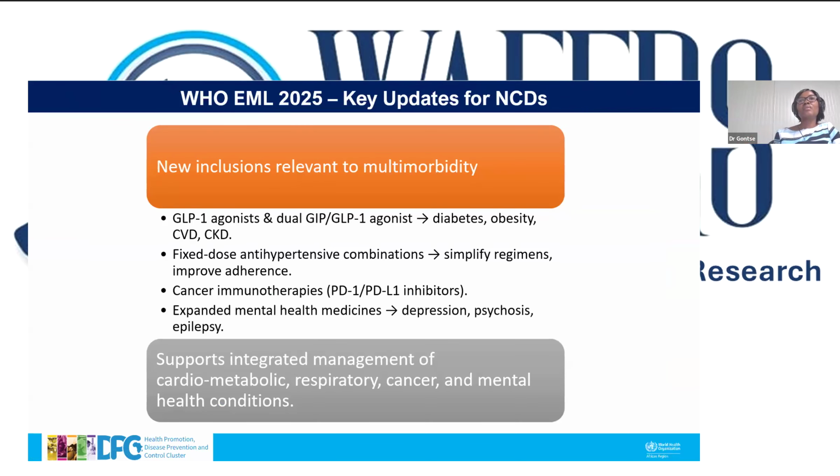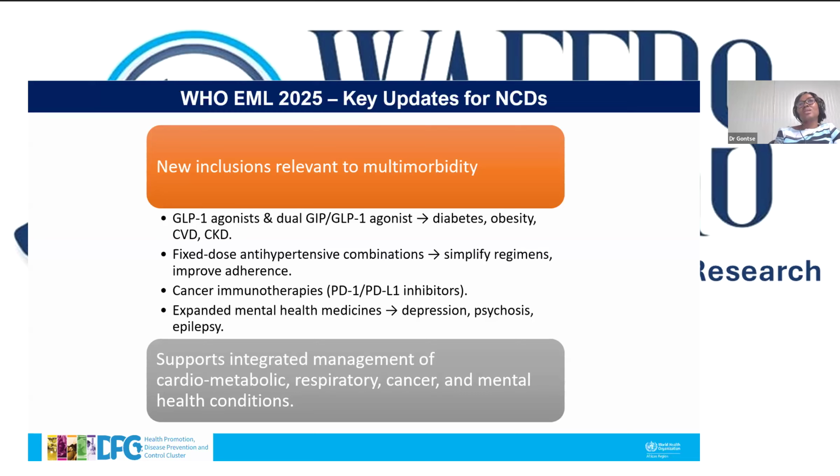Next slide, please. I think this has already been covered, but I wanted to highlight the new inclusions that are relevant to multimorbidity, specifically for NCDs. I've highlighted the GLP-1, because now you will have one medication that can manage a patient with diabetes, obesity, cardiovascular diseases, or chronic kidney disease. And then you also have fixed-dose combinations, which improve adherence.